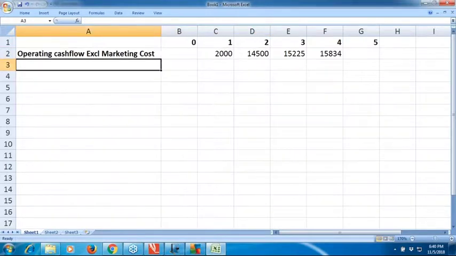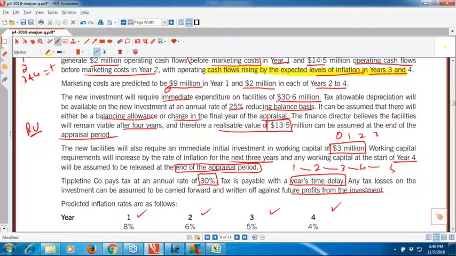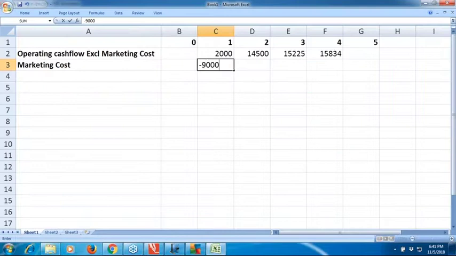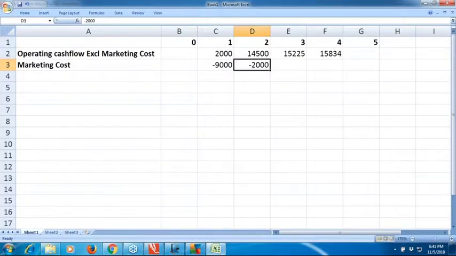Then we'll have the marketing cost. How much is the marketing cost? We are told the marketing costs are predicted to be 9 million in year one and 2 million in each of years two to four. We are not told in the entire question whether these are subject to inflation or not. So we're going to assume they're not subject to inflation. So this is going to be 9,000 and this is going to be 2,000 in each of years 2, 3, and 4.